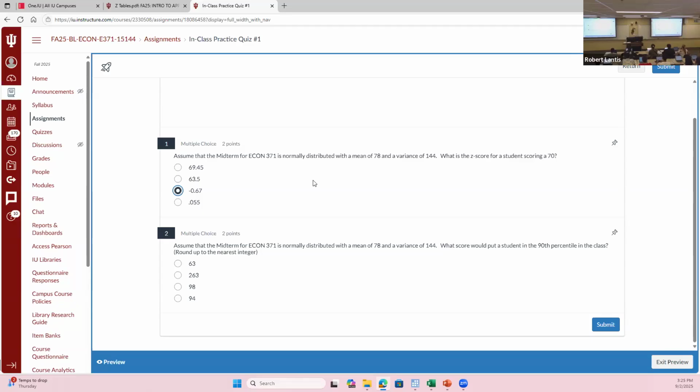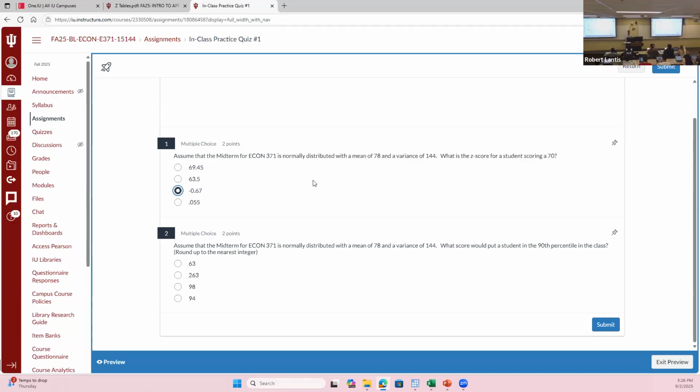This is going to lead us into next class. We really have all the tools we need, but we can also work in the opposite direction, what we would call the inverse. Let's say I had a question where, with the same mean and variance, what test score would put a student in the 90th percentile? What's the cutoff to be in that top 10%? If you're in the 90th percentile, it's the cutoff for the top 10.